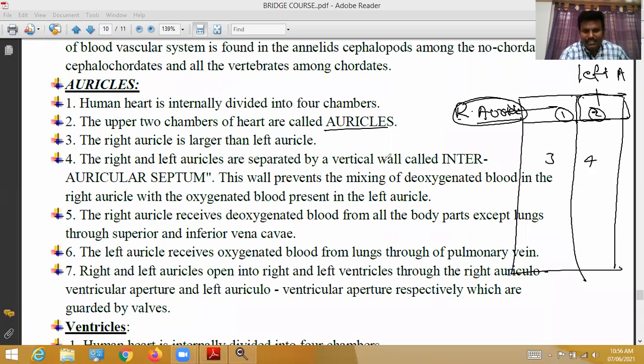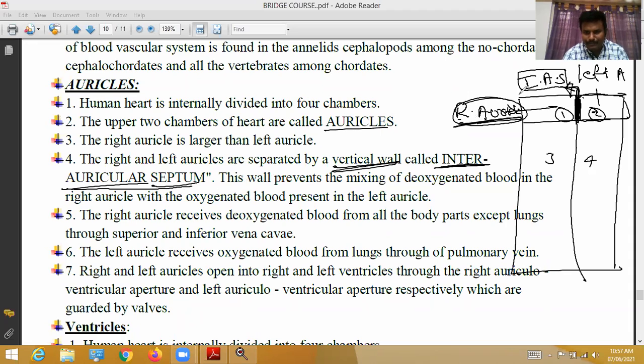The right and left auricles are separated by a vertical wall, that is called the interauricular septum. Inter means middle. This wall is present between the auricles, that's why it is called interauricular septum. This vertical wall is present in between the two auricles.